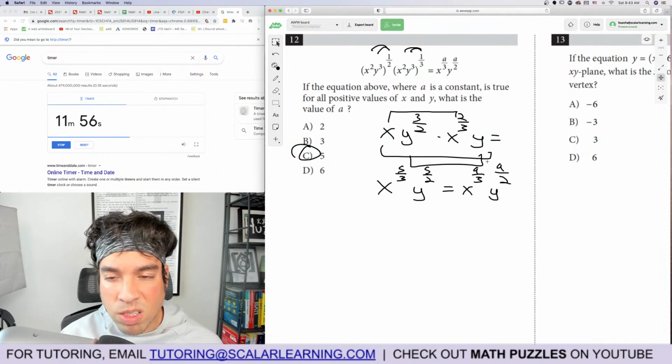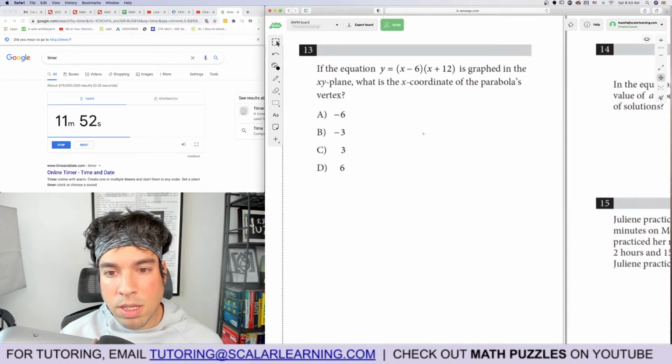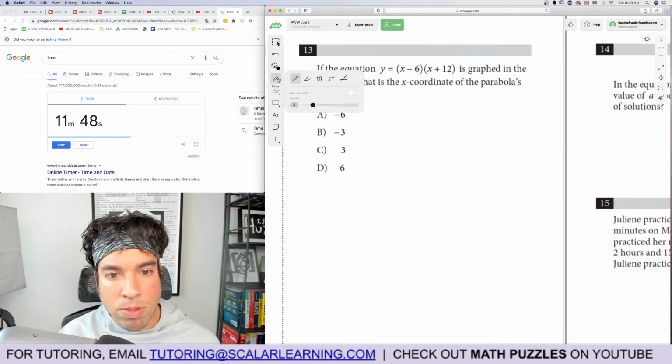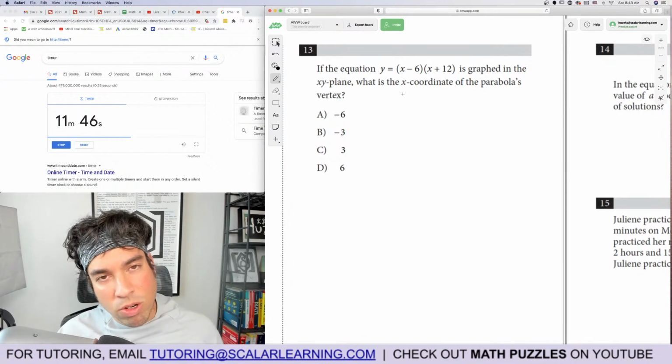2/3 plus 1 is 5/3. All right. Number 13, if the equation y equals is a graph in the xy plane, what is the x-coordinate of the parabola's vertex? This is very simple if you know this little hack.